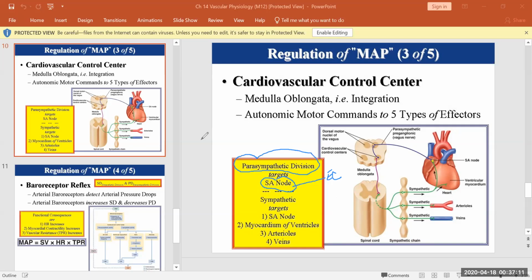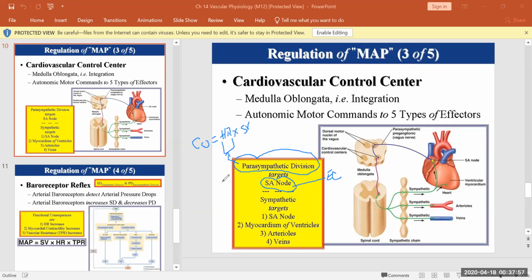So when we look at the equation CO equals HR times SV, there you go. The parasympathetic can only affect this part of the equation, HR. The parasympathetic cannot, I repeat, cannot affect the mechanical component of the heart. It has no say in the strength of contraction of the myocardium, the strength of contraction of a cardiomyocyte.